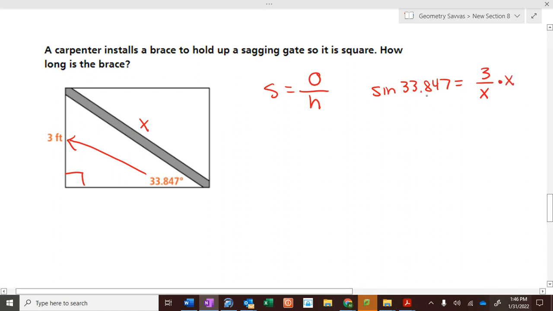So I'm going to multiply each side by x. So x sine of 33.847 equals 3, because the x's cancel here. Now I got to get x alone. X is being multiplied by sine of 33.847, so then we divide by the sine of 33.847.